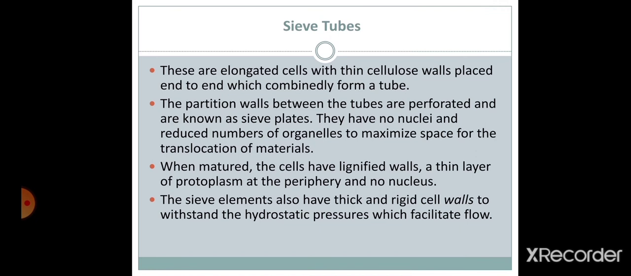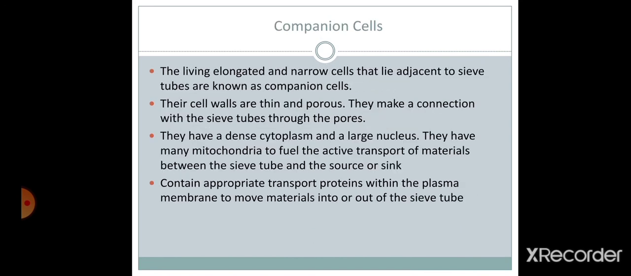They transport the prepared food materials such as carbohydrates and proteins in the downward direction to the roots, and they store the food materials, and they also move the food in the upward direction to the growing regions of the plants. The second one is companion cells. These companion cells are parenchyma cells associated with the sieve tube cells in angiosperms. They are absent in pteridophytes as well as gymnosperms. They are present only in angiosperms.